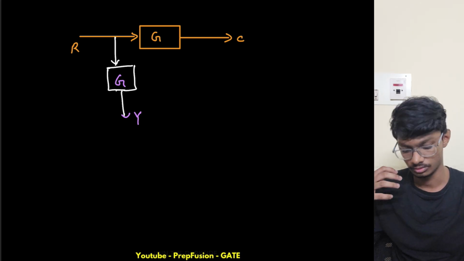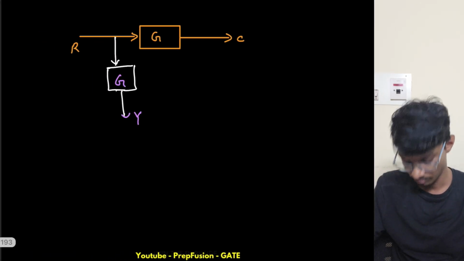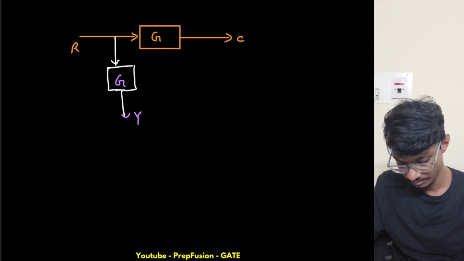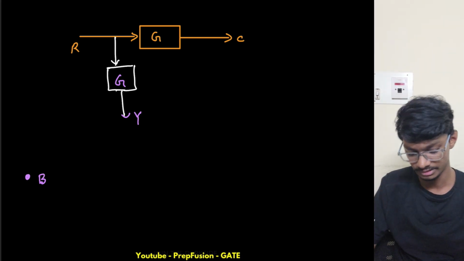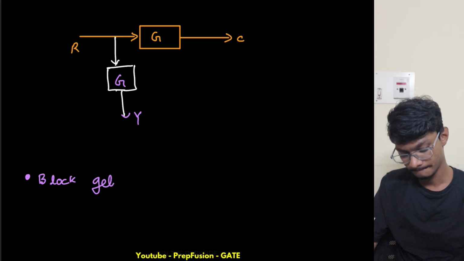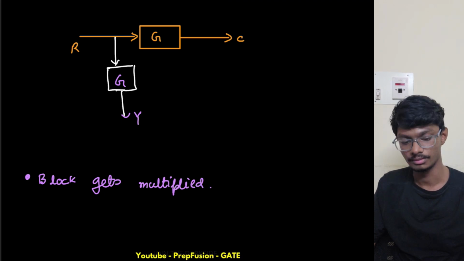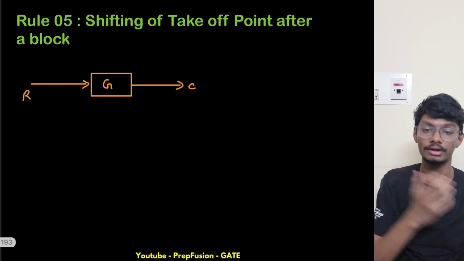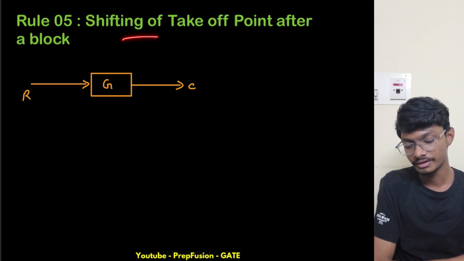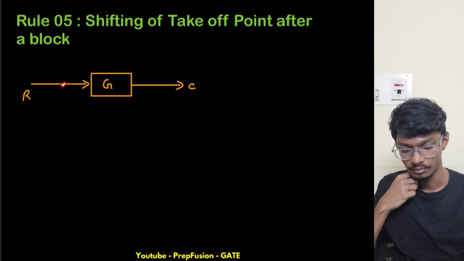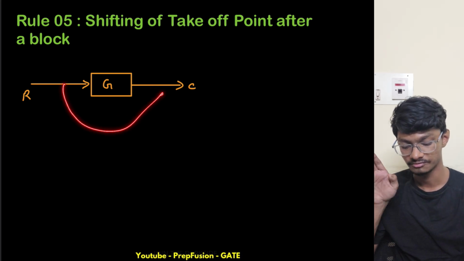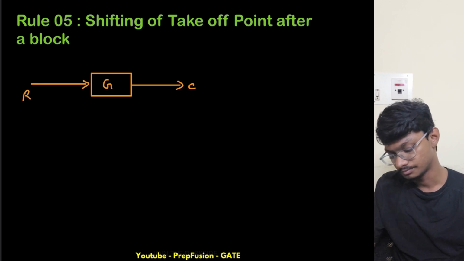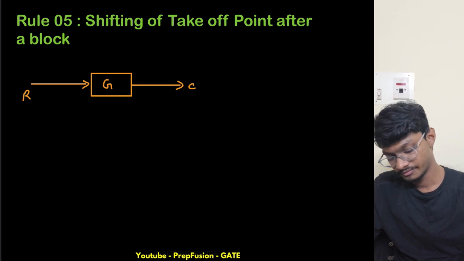Now let's solve the next rule. Here, one thing you need to keep in mind is that if you want to shift a takeoff point before a block, the block gets multiplied. You don't really need to remember this, still I am writing it: block gets multiplied. Now what I want to do is shift the takeoff point after a block. The takeoff point is here, and instead of shifting it before a block, I want to shift it after a block. The flow is this one, that's why. So I have to shift it after a block.